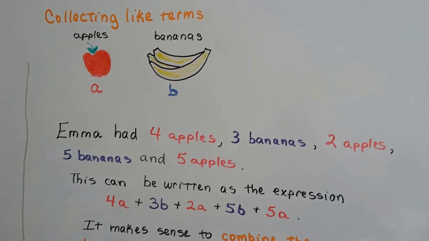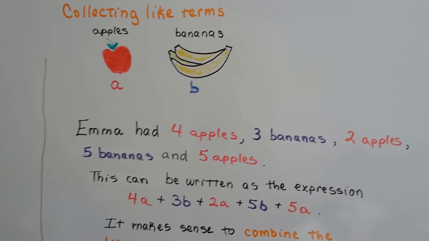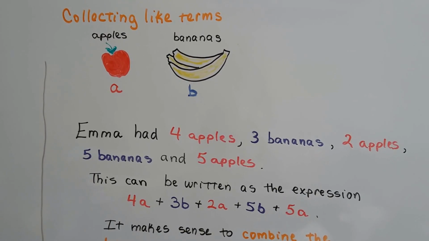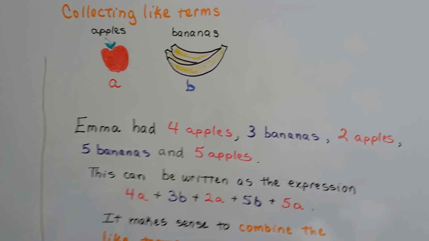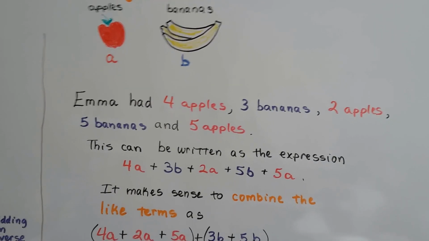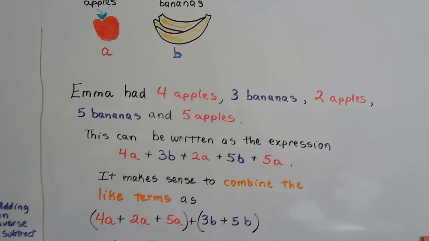Collecting like terms is just putting together the things that belong together, like apples and bananas. So if Emma had 4 apples, 3 bananas, 2 apples, 5 bananas, and 5 apples, we could rewrite this as the expression 4a plus 3b plus 2a plus 5b plus 5a. And it makes sense to combine the like terms, doesn't it? Put all the apples together, put all the bananas together.